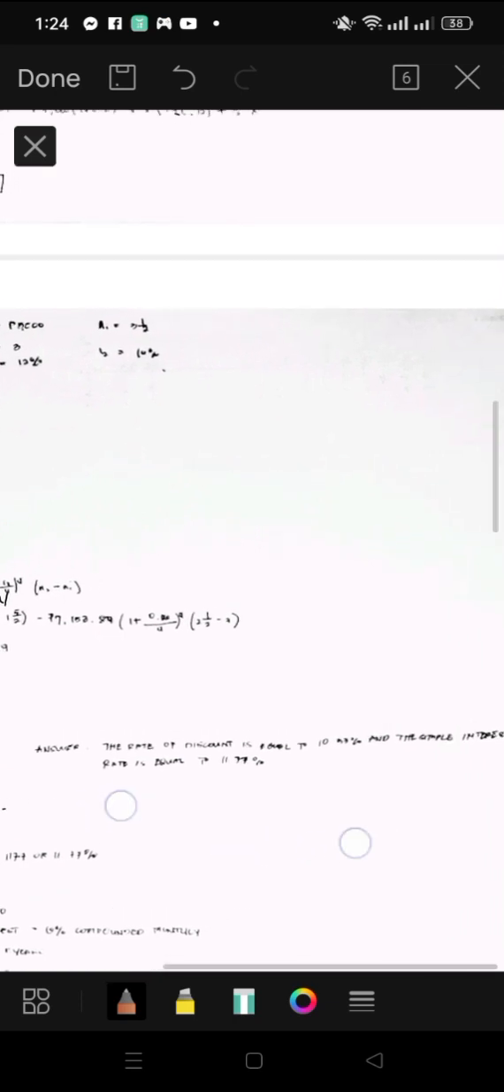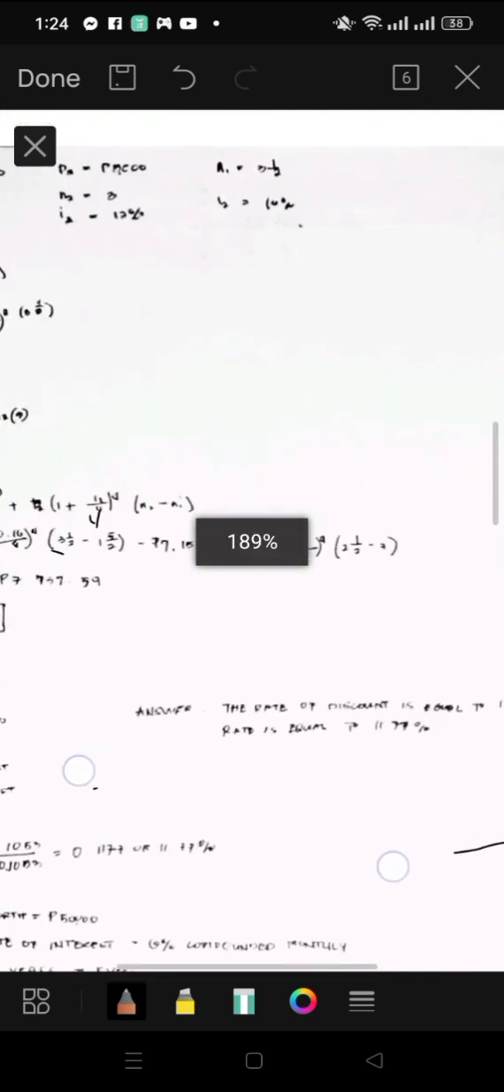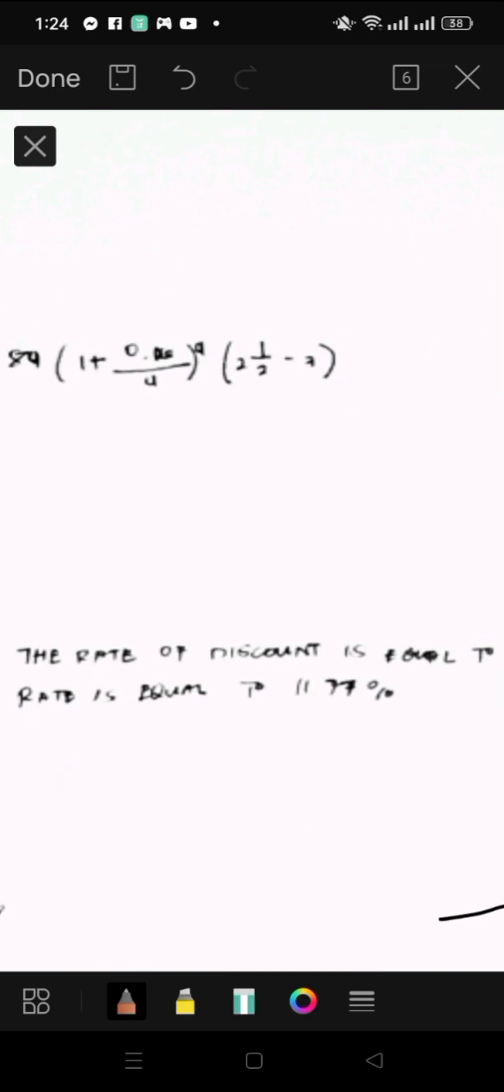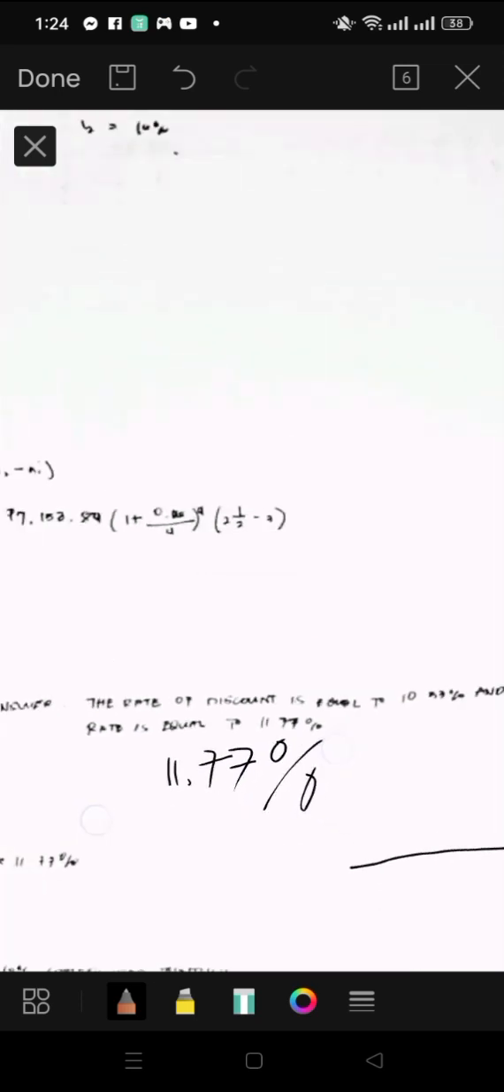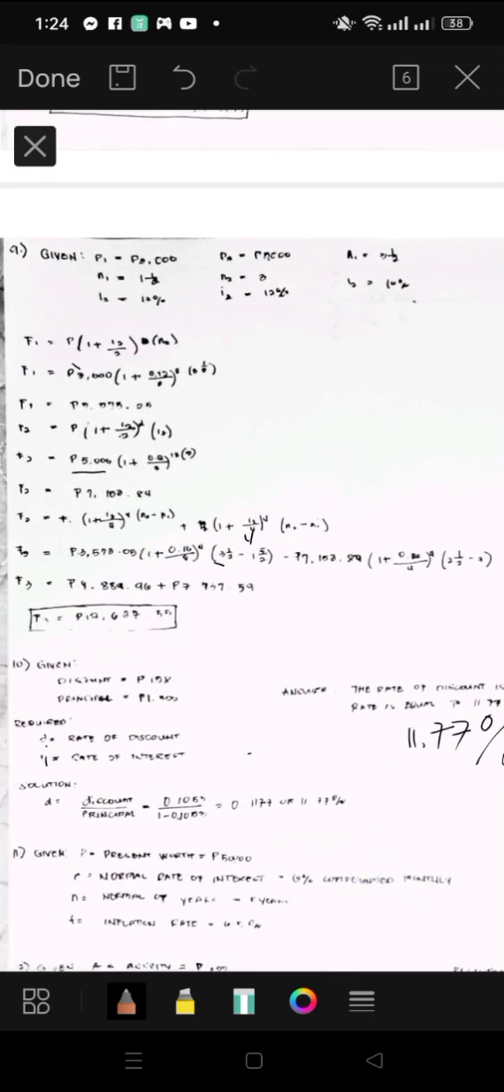0.1053 equal 1 minus 0.1053 equal is 0.1177 or 11.77%. So the rate of discount is equal to 10.53% and the simple interest rate is equal to 11.77%.